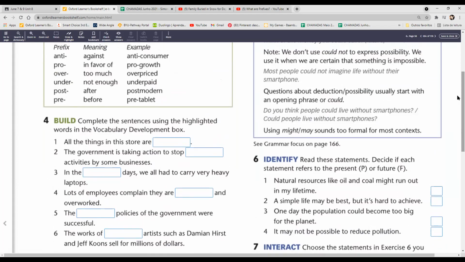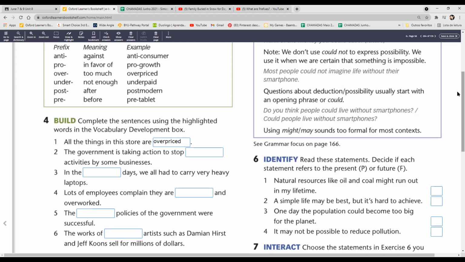Overpriced. Yeah, the sentence doesn't make it very clear what they're actually talking about, but the best option here is overpriced. Because we are referring to the objects, the things they sell. They are really expensive. Okay, so overpriced is a little above the average price.